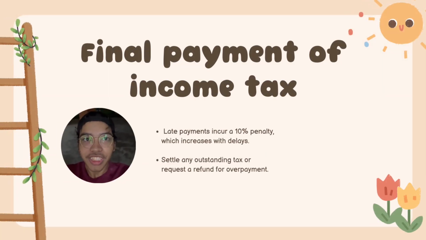So the last one is final payment of income tax. After submitting the tax return and making any necessary amendments, the company must ensure that the final payment of income tax is made. If the total tax payable is more than the amount already paid through the monthly installments, the company must settle the outstanding balance when submitting the tax return.